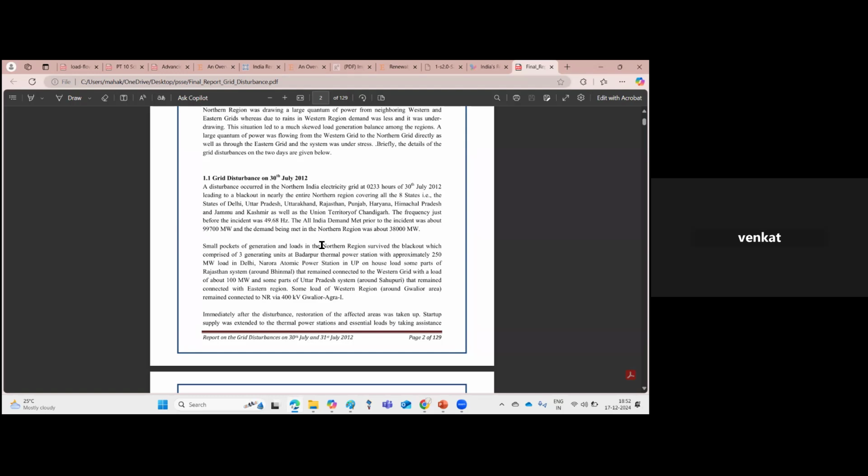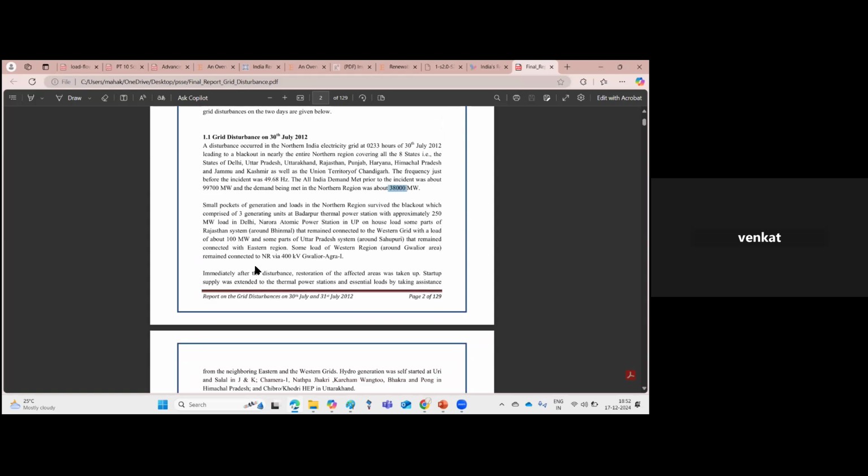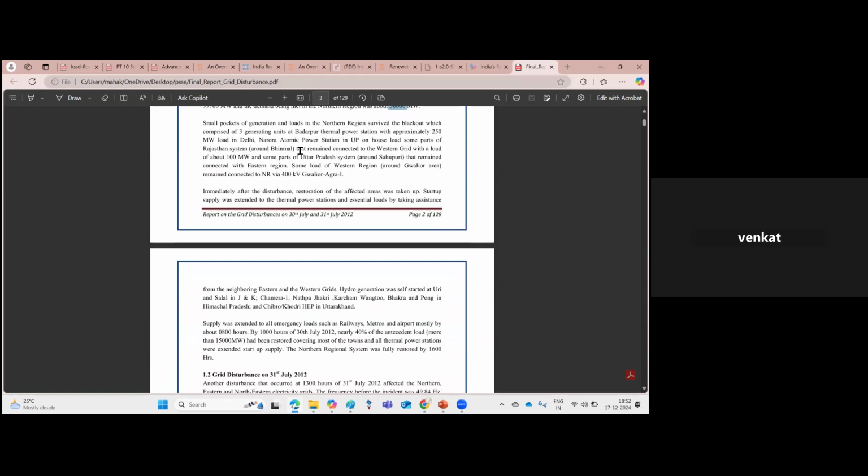a very large quantum of power flowing. All India demand met prior to the incident was about 9970 megawatt. The demand being met in the north region was 38 megawatt. So the north region alone took 38,000 megawatt, which is 38 gigawatt. Because of that, we had an immediate disturbance in the whole north.